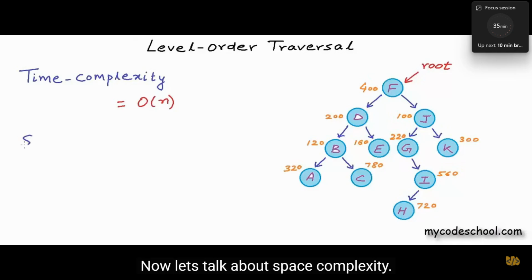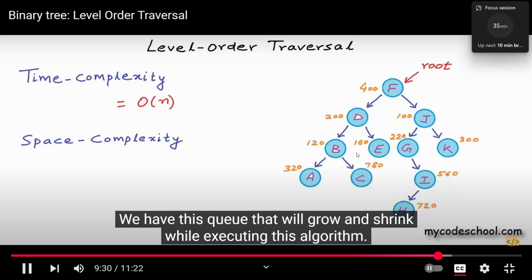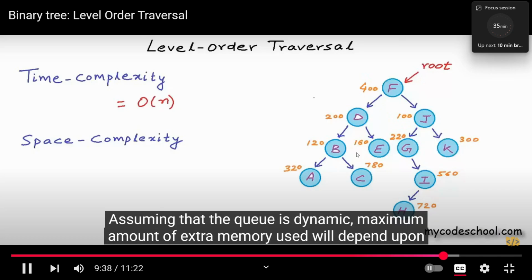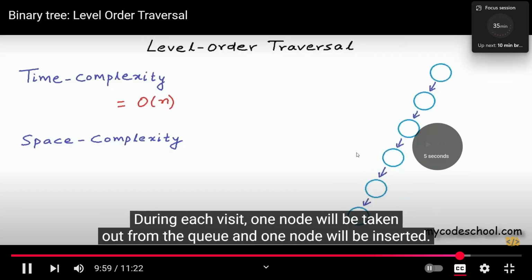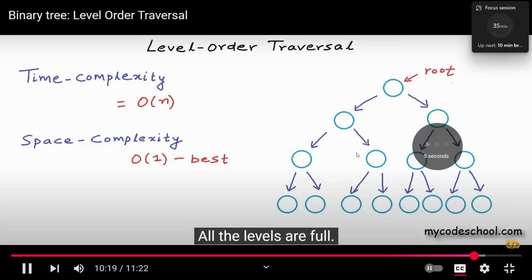Now let's talk about space complexity. Space complexity, as we know, is the measure of the extra memory used by the algorithm that will grow and shrink while executing. In a couple of cases, the memory used will depend on the nodes we have taken out from the queue. But for a tree like this, the amount of extra memory used is the full level.